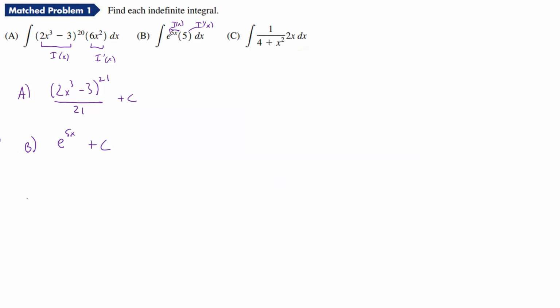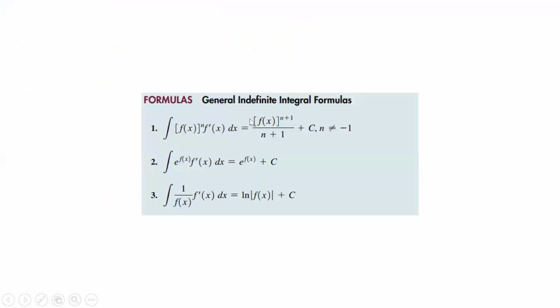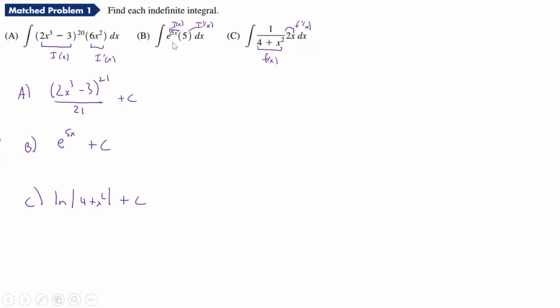Okay, now on c, here we have 1 over this. Now they're using f of x, so let's use f of x this time, and this is f prime of x. Well, remember, that's just going to be the natural log of the absolute value of the inside function, which is 4 plus x squared, and then plus c. Okay, and so this is how we can find these indefinite integrals using these general indefinite integral formulas. It fits nicely, and we can do that for a, b, and c here. So let's pause and we'll come back for more.